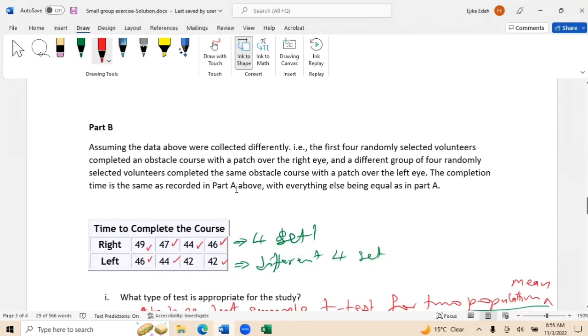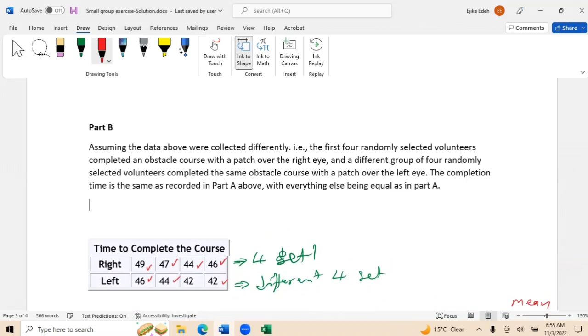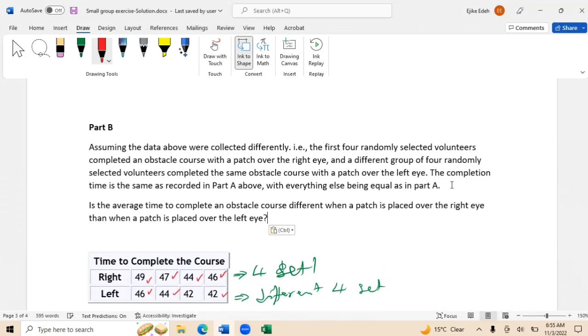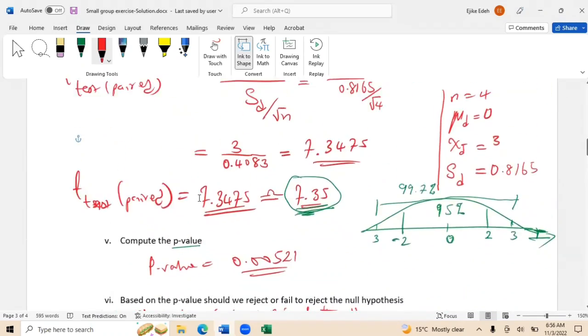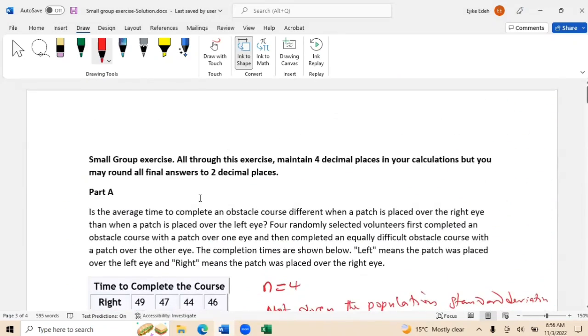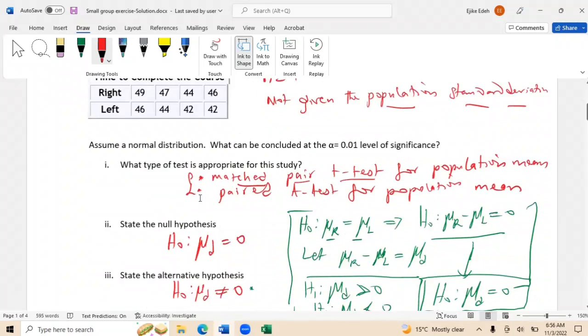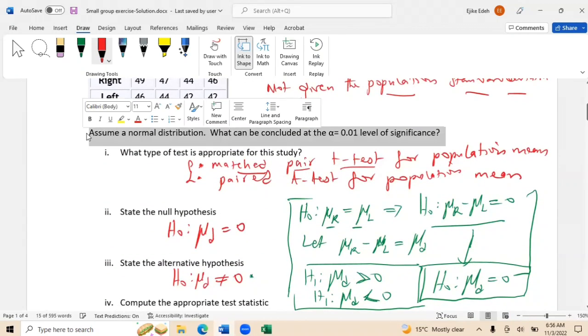So everything being equal, right? Then I could put this as a question here. Is the average time to complete the obstacle course different when a patch is placed over the right eye? So let's have that question here, just to be very, very clear with what the question is asking you to do. And also just to be abundantly clear, let us also copy the assumption here that was stated in part B.